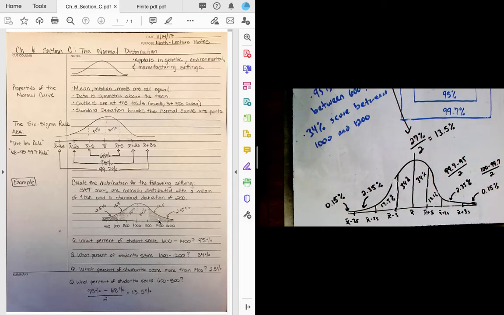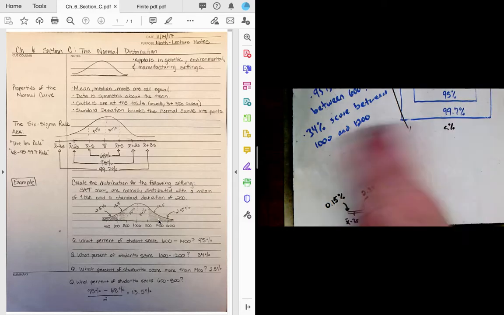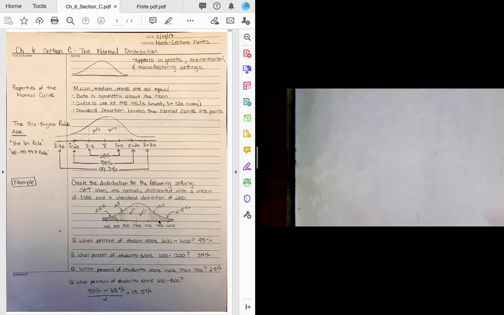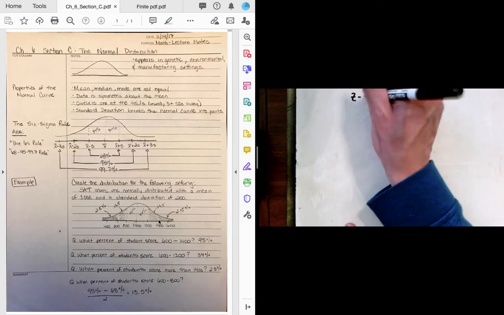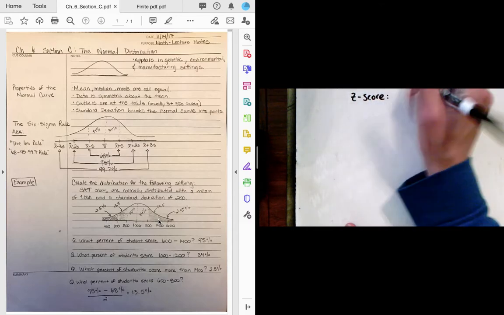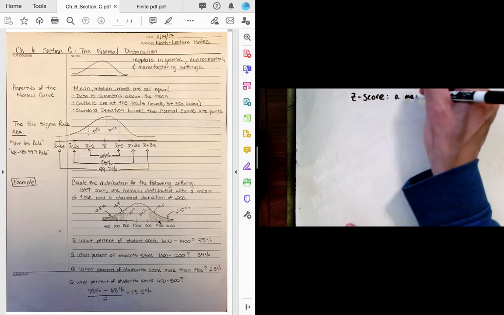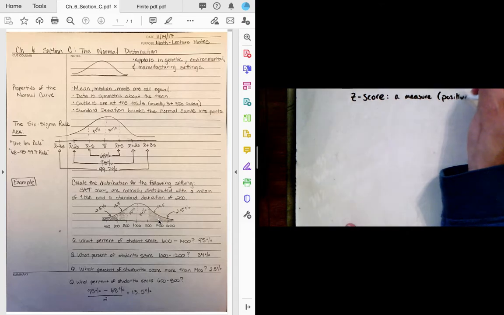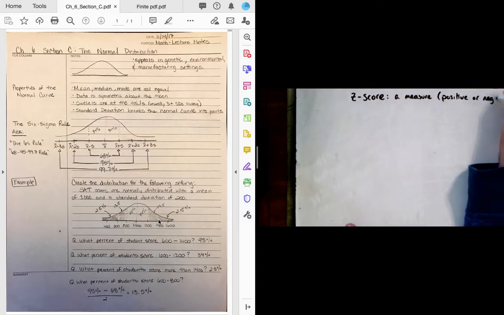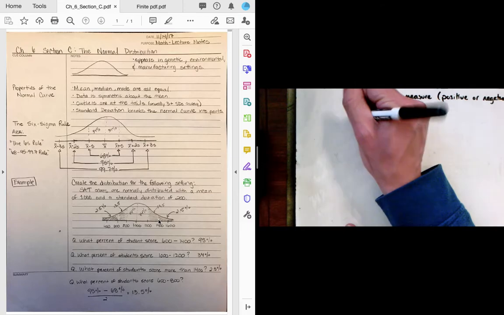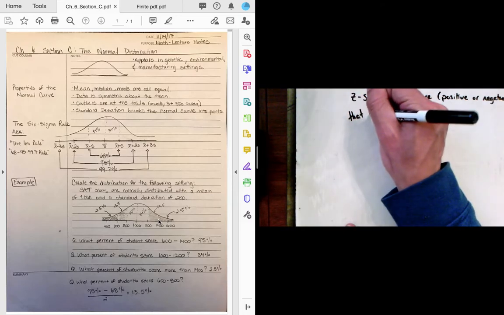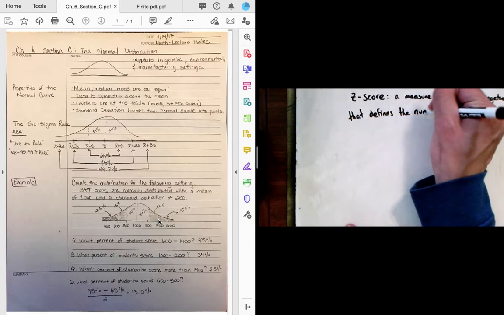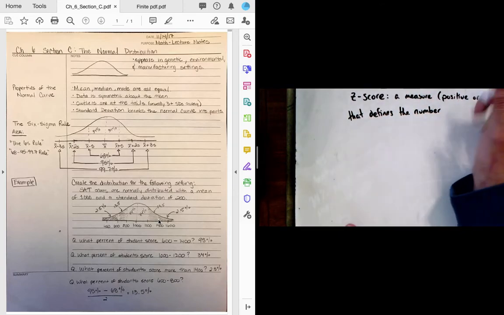So one more concept in 6C to talk about, and that is the concept of z-score. Z-score is a measure, it could be positive or negative, that defines the number of standard deviations you are away from the mean.